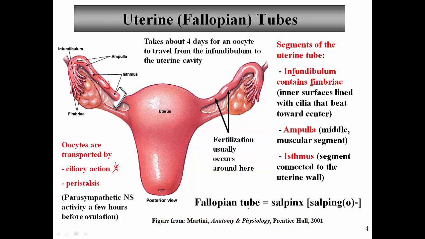Now the root word for fallopian tube, as you see here, is salpinx. The adjectival form for that is salping or salpingo. So for example, a removal of the uterine tubes would be a salpingectomy. You'll also notice on top here it takes about 4 days for an oocyte to travel from the infundibulum down into the uterine cavity. So from the time the oocyte's released from the ovary to the time it makes it down to the uterine cavity is typically about 4 days.